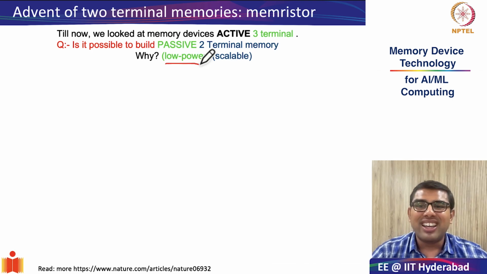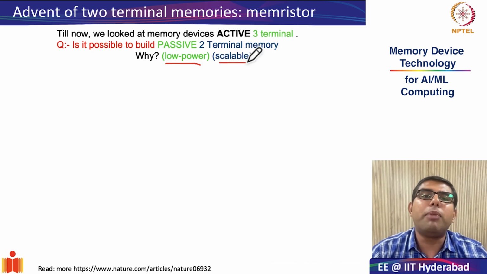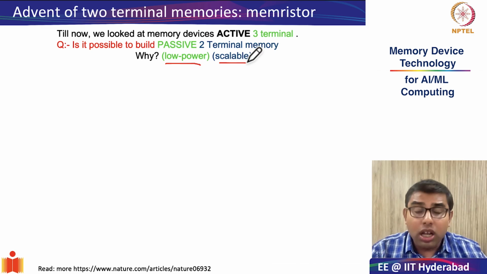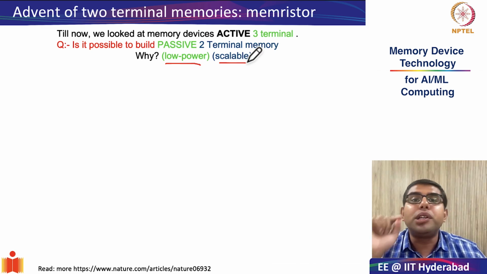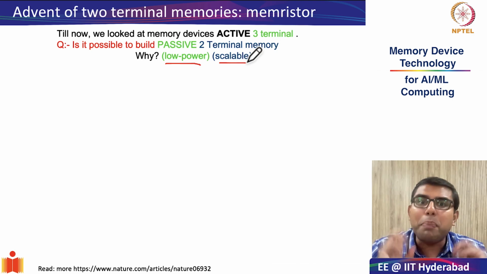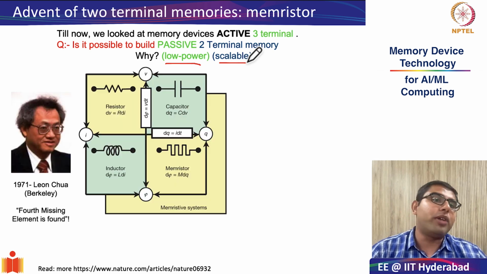First is low power. The idea is that you will not have leakage during static conditions, or static power loss. The other is scalability. Common sense suggests that going from a three-terminal device to a two-terminal device, if you remove one terminal, the cell area will shrink and your minimum feature size F will also shrink. And on this slide itself, I will give you evidence for that. So that is the promise. This is why people started looking at passive two-terminal memory devices.